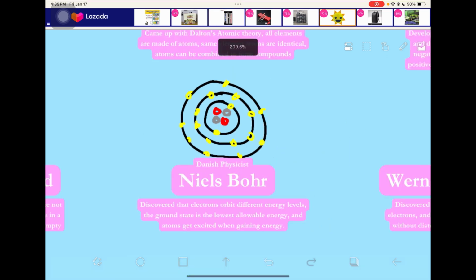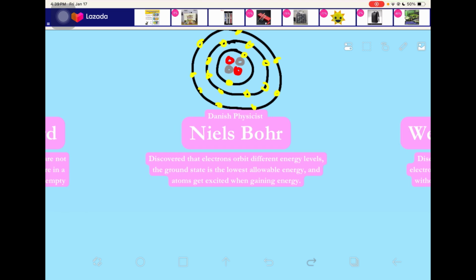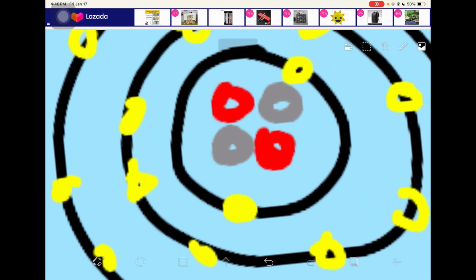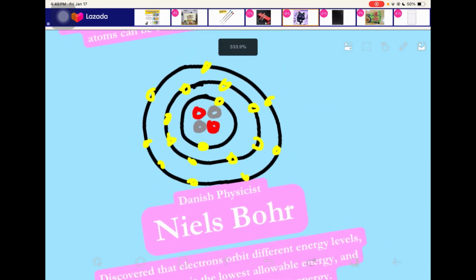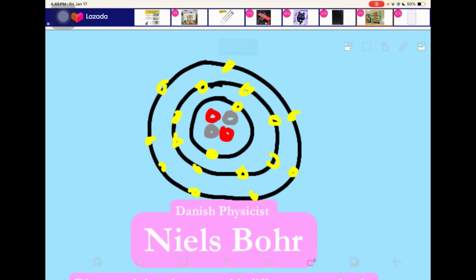And once again, he stated that there are different orbital levels, as well as that atoms can have ground states, that's the lowest allowable energy, and atoms get to an excited phase when they gain energy. He also stated, I didn't write it here, but he also stated that the smaller the electron orbit, the lower the energy level. So yeah, he stated that these are stable orbitals as well.